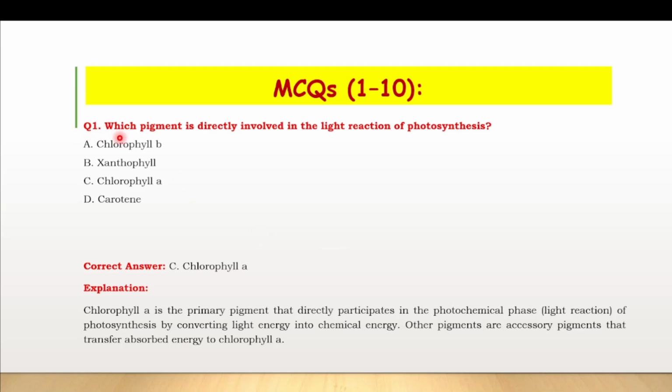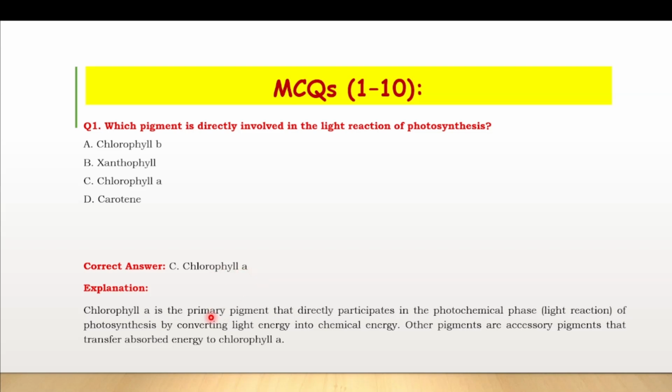Question 1. Which pigment is directly involved in the light reaction of photosynthesis? A. Chlorophyll B. B. Xanthophylls. C. Chlorophyll A. D. Carotene. Correct answer is option C.